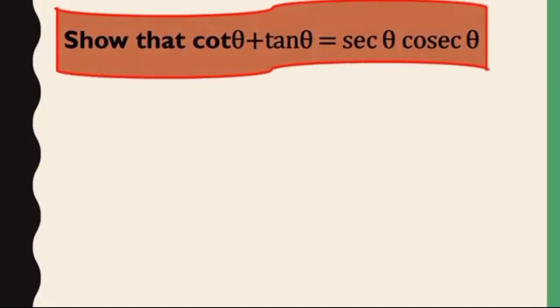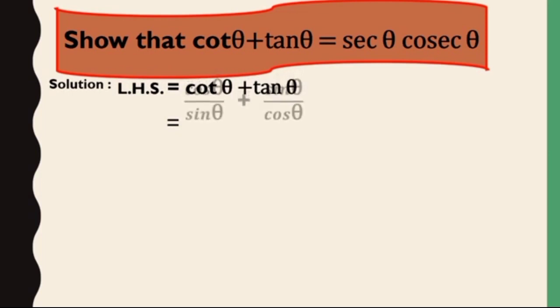Let's do a problem. Show that cot theta plus tan theta is equal to secant theta into cosecant theta. Solution. Here LHS is cot theta plus tan theta and RHS is secant theta into cosecant theta. Take LHS is cot theta plus tan theta. Here cot theta is equal to cos theta by sin theta and tan theta is equal to sin theta by cos theta.